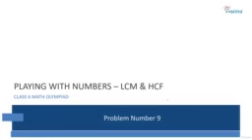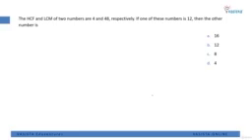Start working on problem number 9. Right here, the HCF and LCM of two numbers are 4 and 48 respectively. If one of these numbers is 12, then the other number is. So we need to find the other number. So you just recall the formula.